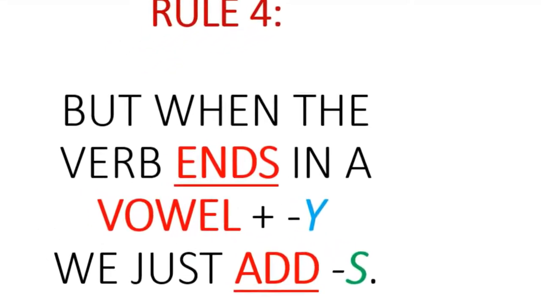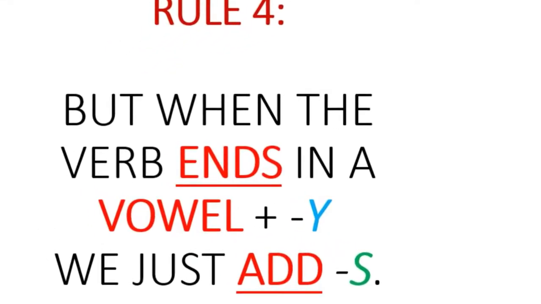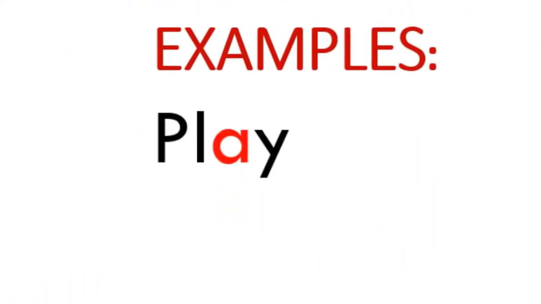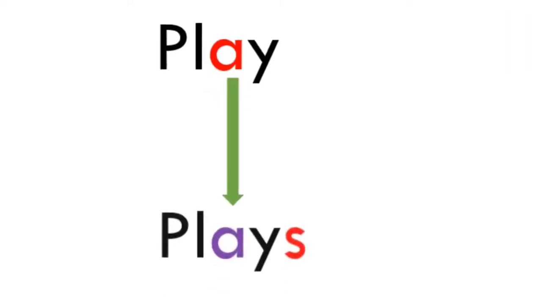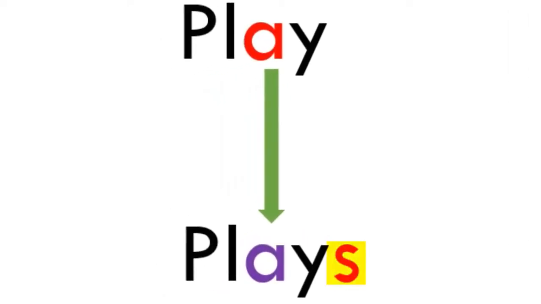Rule number 4. But when the verb ends in a vowel plus Y, we just add S. For example, play. The last letter of play is Y, but before it we have an A. So in this situation, we just add an S at the end of it.